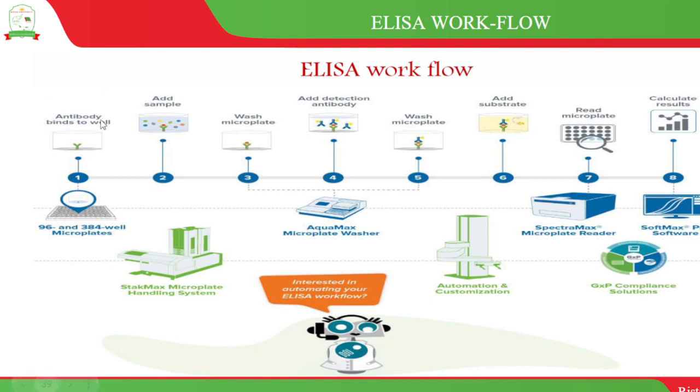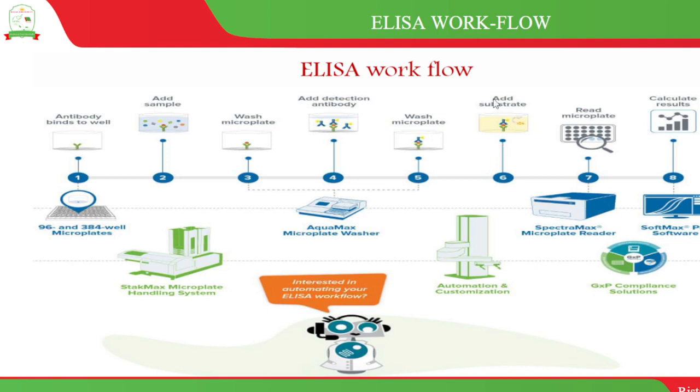Here, you immobilize your antigen or your antibody, so that you bind it to a surface. Then you add your sample, and then you wash the microplate. After adding the sample, you wash it off, and then later on you add the detecting antibody, and then you wash it away, so that only the antibody that is bound to it remains. And then after washing again, you add your substrate.